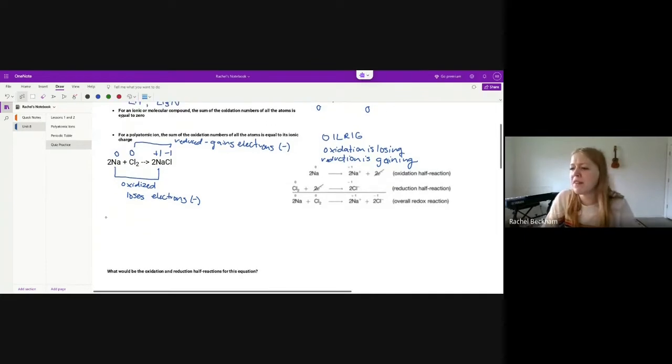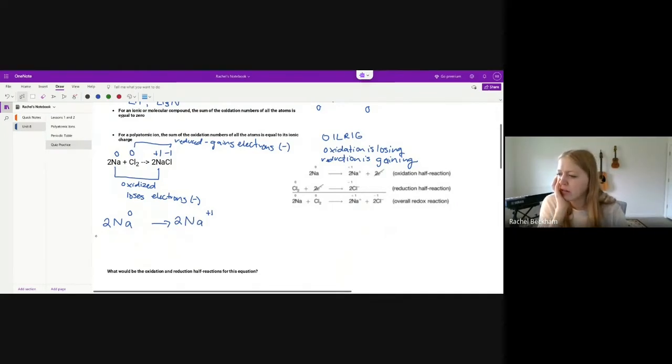And so to write the half reactions, we're going to split this up. We're going to write the sodium, and we're going to write how the sodium on this side had a +1 charge. So the sodium here was 0, and now the sodium has a +1 charge. And we're also going to write down the coefficient in front, the 2. So you can see here, we're just showing the process of sodium gaining a charge.